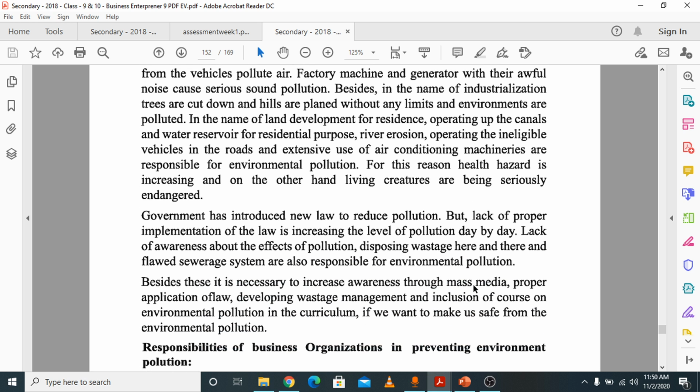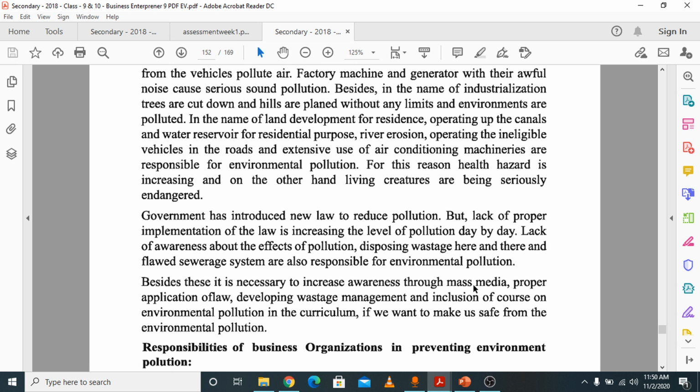To reduce the pollution, the government has introduced different types of laws, but lack of proper implementation of the law is increasing the level of pollution day by day. That means proper practicing or implementation of law is missing here. Lack of awareness about the effects of pollution, disposing wastages here and there, and a flawed sewerage system are also responsible for environmental pollution. That means lack of awareness, throwing garbage anywhere, and faulty waste management in the sewerage system are all responsible for environmental pollution.